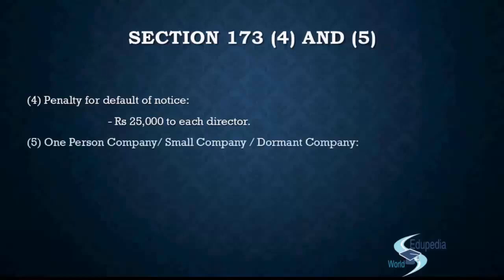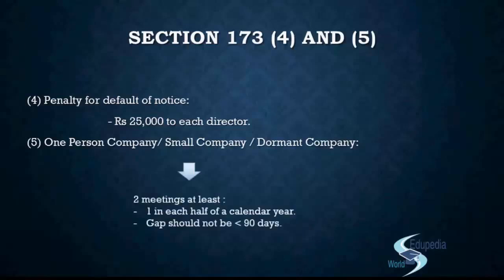Now we had a pending subsection 5 that we had to discuss along with subsection 1, but we didn't. So we'll cover it over here. Subsection 5 deals with one-person companies, small companies and dormant companies. Sorry, not a notice, the number of meetings to be conducted. The number of meetings for them would be just 2 meetings in a calendar year. That is the minimum. And in that case, 1 meeting should be conducted in each half of the calendar year.